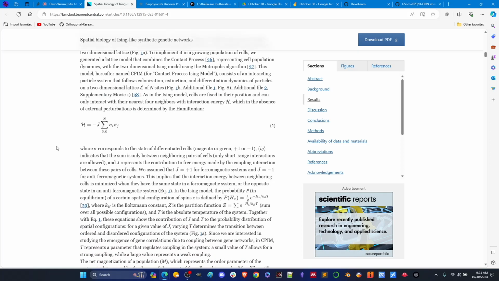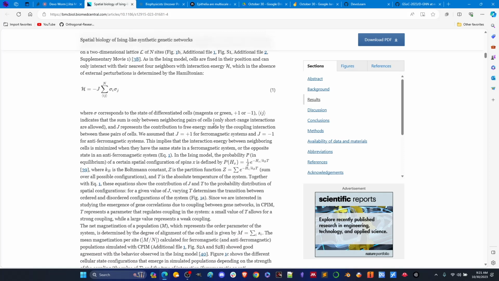And then they have this parameter here, which corresponds to the state of differentiated cells: magenta, which is +1, or green, -1. So this has two states. And then the IJ, which is this term here, indicates that the sum is only between neighboring pairs of cells. So they're only allowing for short-range interactions for I, and then J represents the contribution of free energy made by the coupling interaction between these pair of cells.